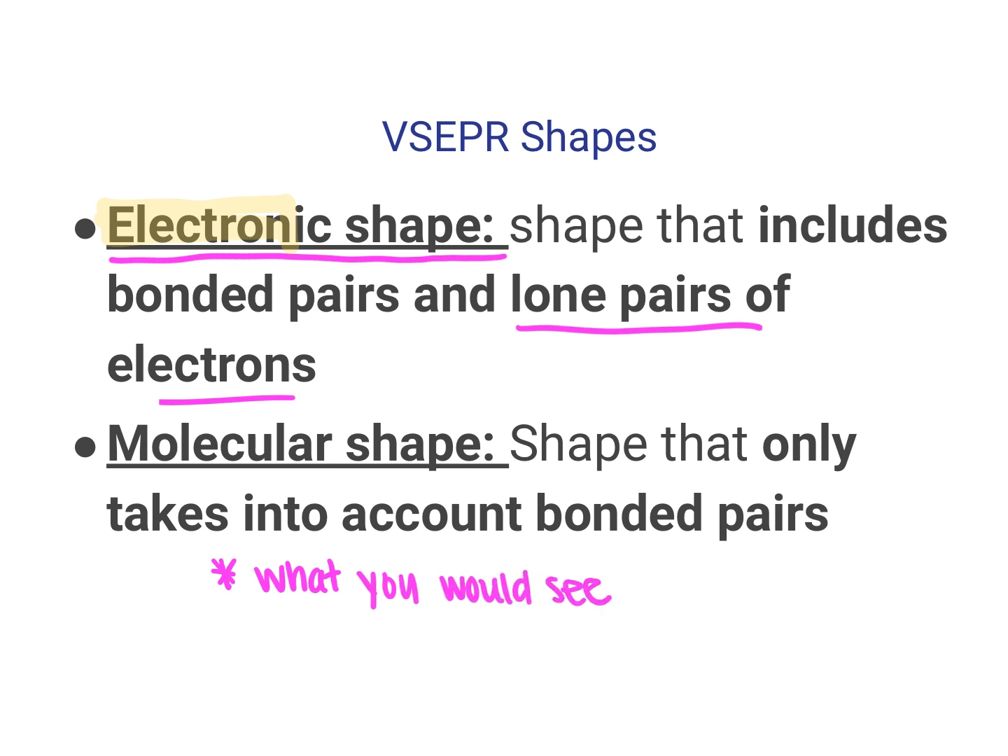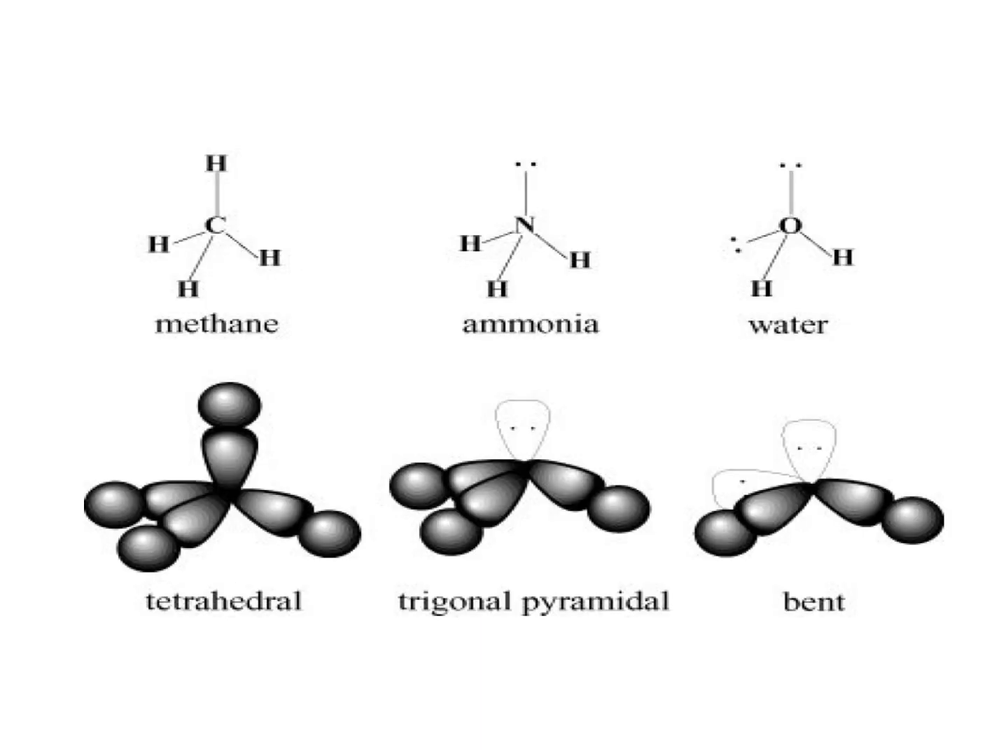All right, so we'll go over some examples, and I'm going to show you what the difference is between the electronic and the molecular shape. Okay, so if you're not quite with me on this slide, that is okay. Be patient. We're going to go through 3 different examples. I have pictures. I'm also going to use balloons, but I'm going to show you what the difference is between the electronic and molecular shape.